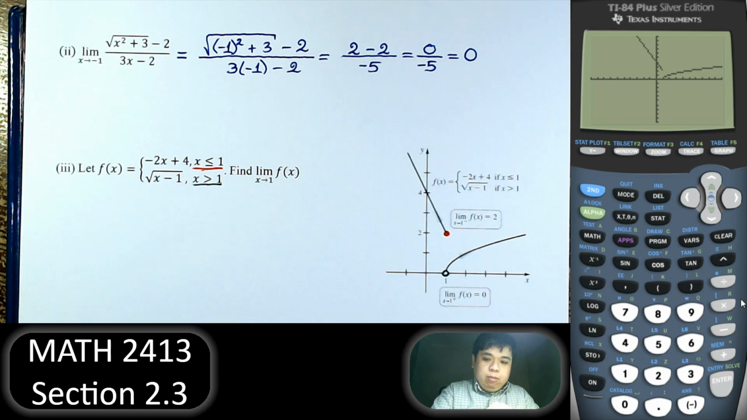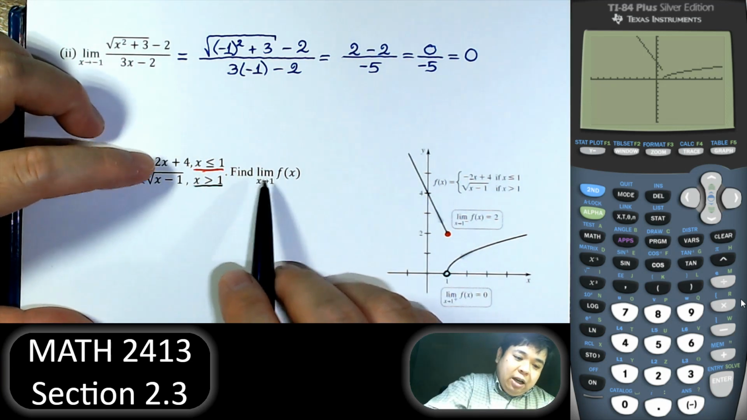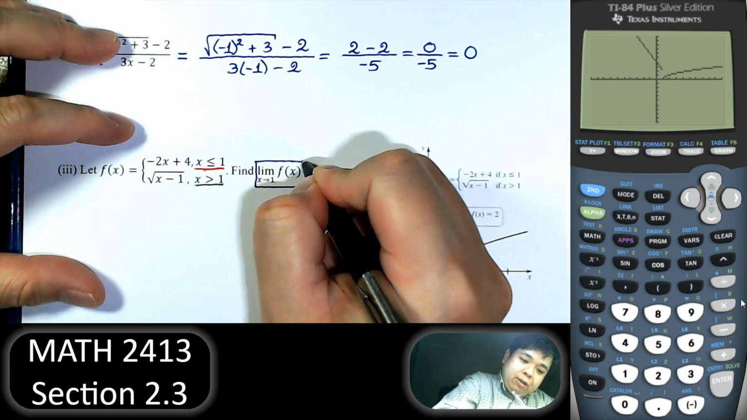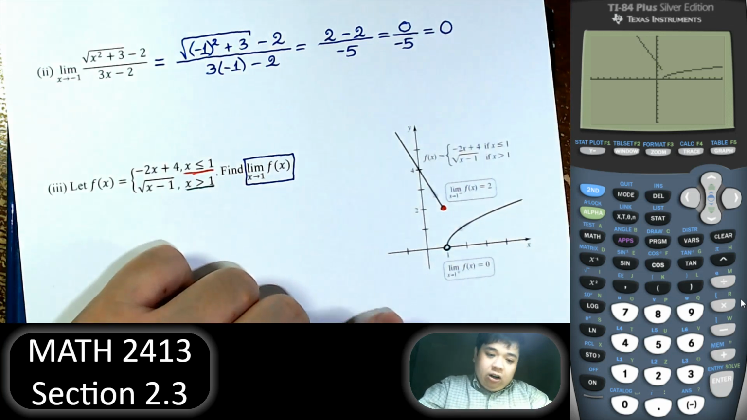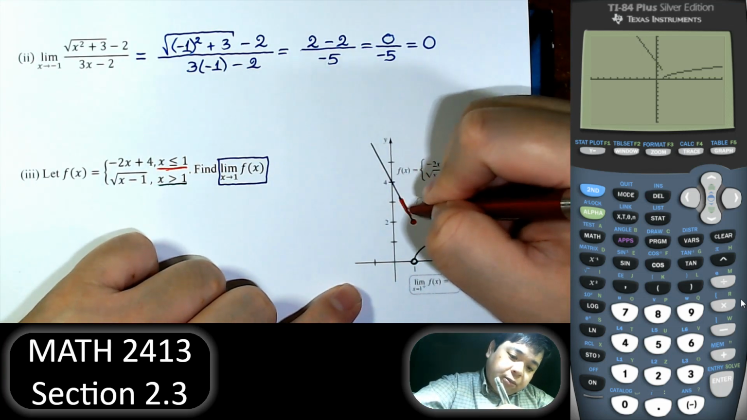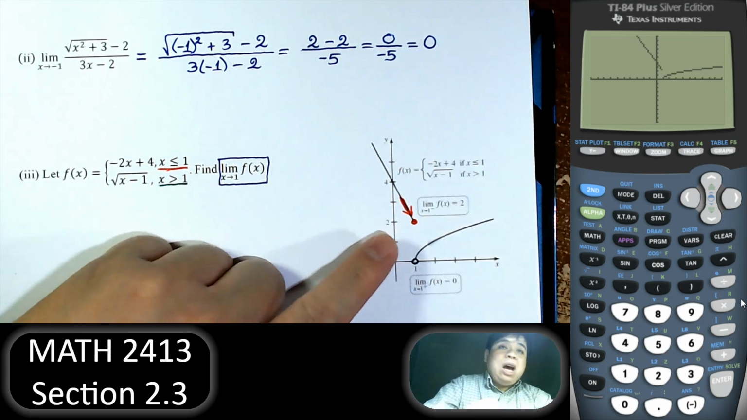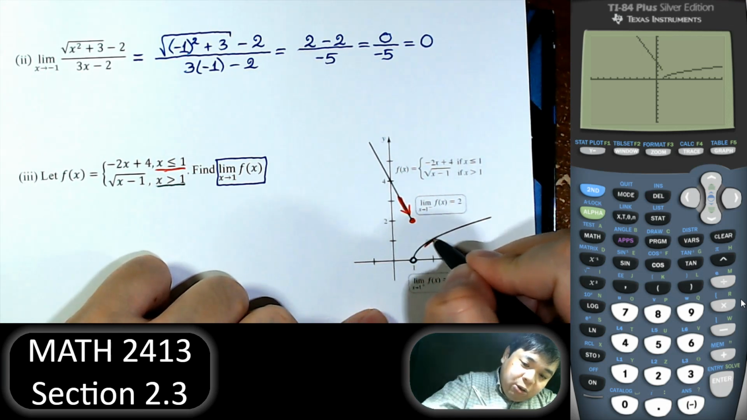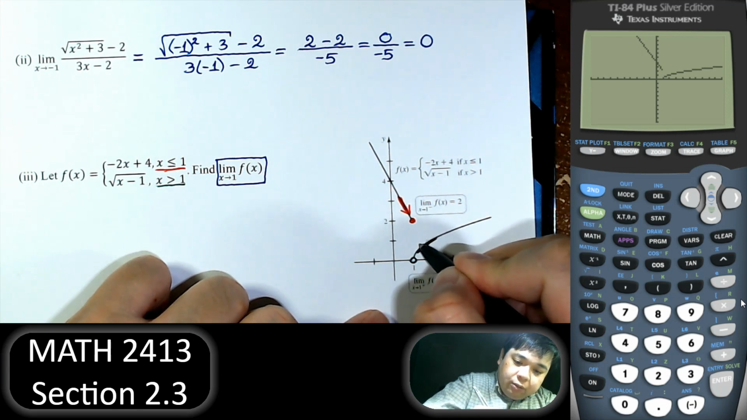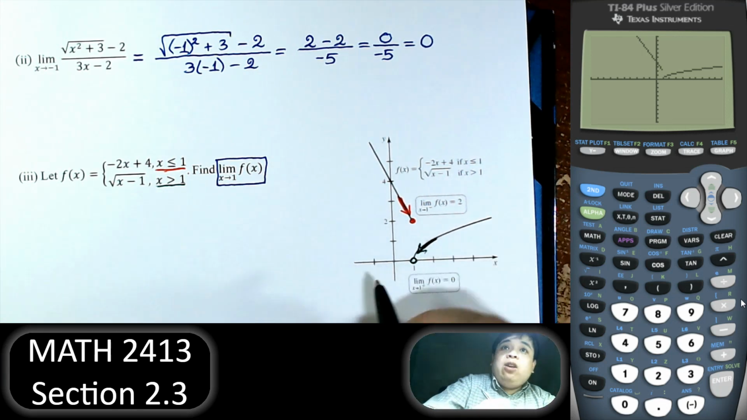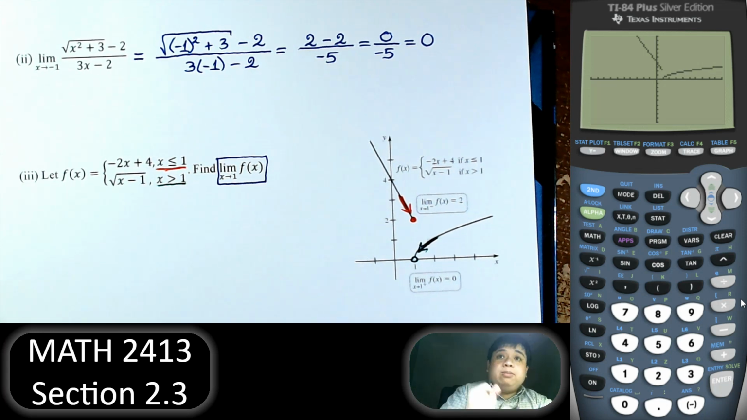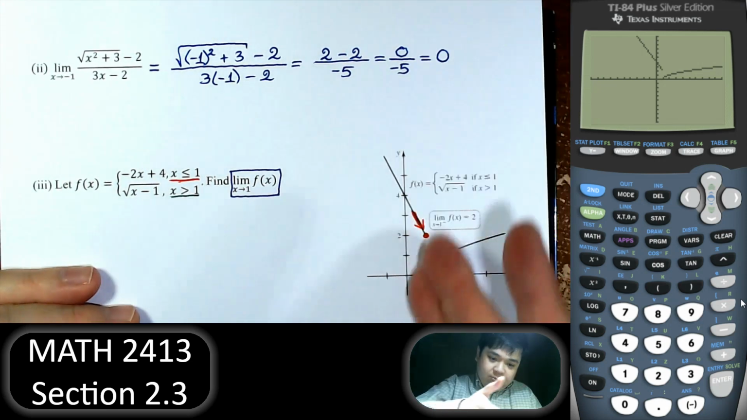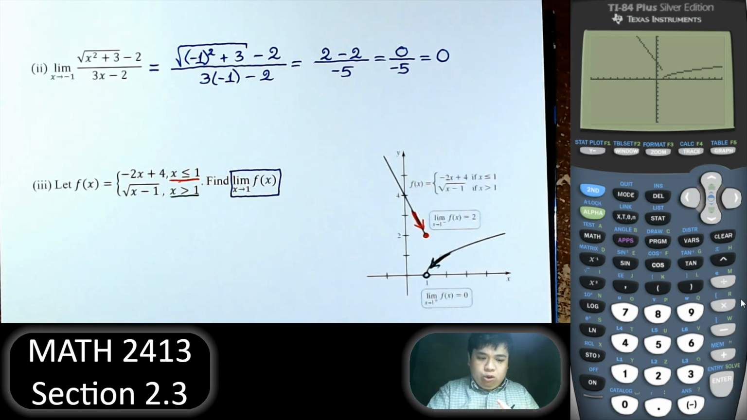Right. Now, what we're trying to find is the limit of f of x when x goes to 1. So this is what we're trying to find. Based on the graph, on the left side, y values go to that point, and on the right side, y values go to this point. So the left side limit is different than the right side limit. The limit does not exist, because we have different limits on both sides.